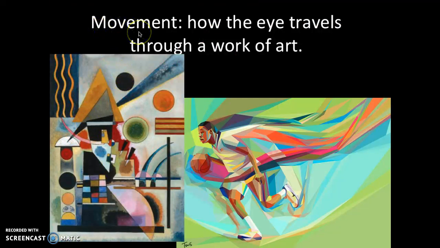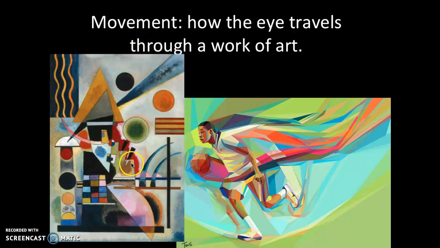So the first blank on your notes is where you need to write the word movement. Movement is how the eye travels through a work of art. You can look at these two works of art right here, you can see a lot of movement. If I look at the lines and shapes, it is moving my eye back and forth between the work of art. So my eye might start here with these lines, and it might jump over here, and then jump over here, and jump over here.